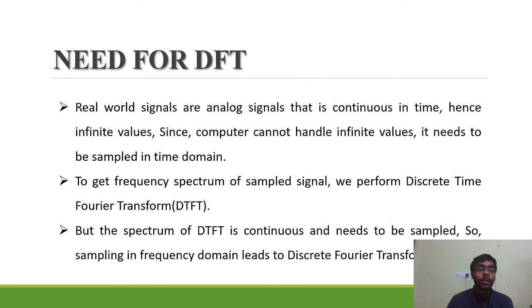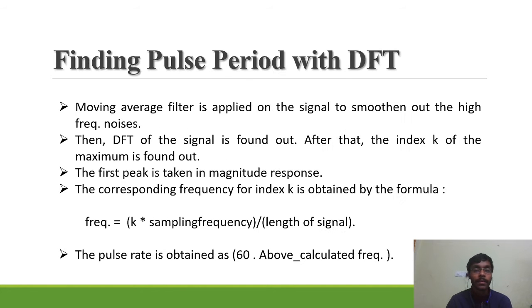So what is the need for DFT? Now, as we know, real world signals are analog signals, that is continuous in time and hence infinite values, and a computer cannot handle infinite values. So they need to be sampled in time domain. To get the frequency spectrum of the sampled signal, we perform DTFT, discrete time Fourier transform. But the spectrum of DTFT is continuous, and since the same problem arises, it needs to be sampled. So sampling in frequency domain leads to the discrete Fourier transform or DFT.